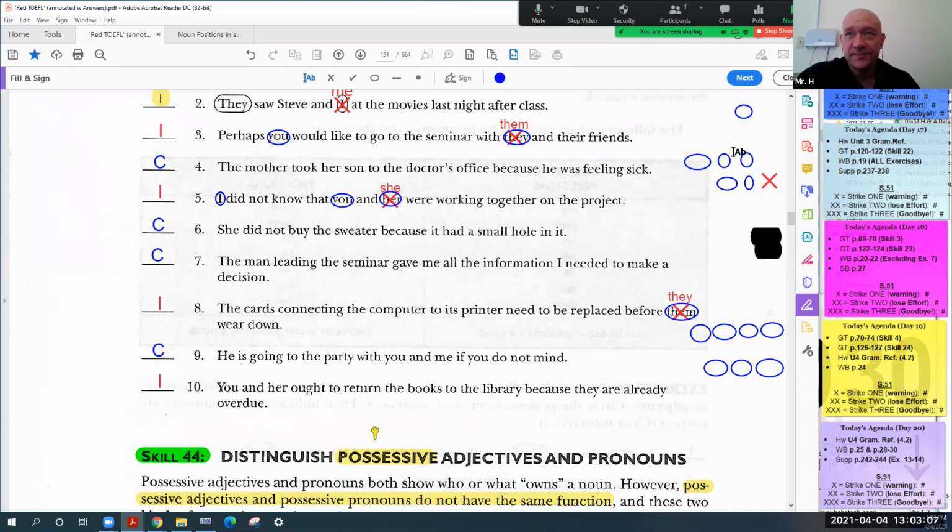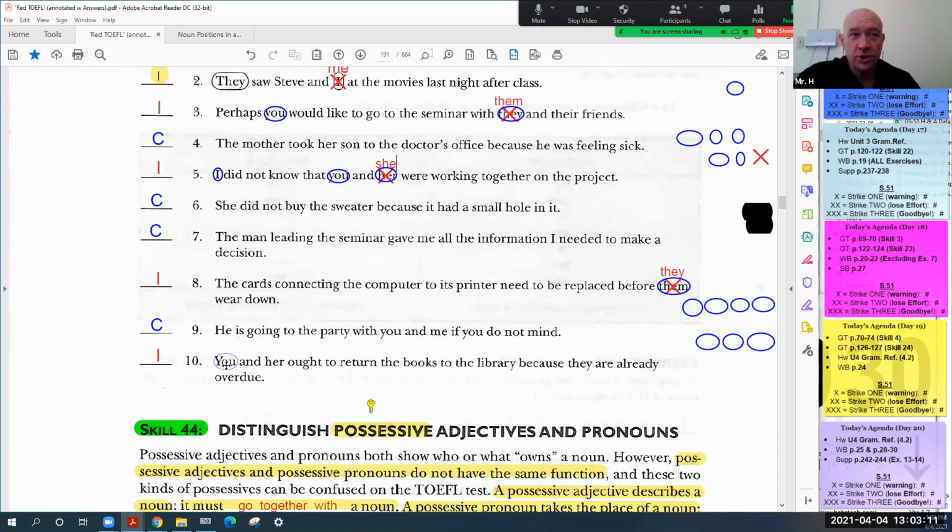Misha, you or her. The circles. So you, her, and then? Her, they. Her. Okay. And then? They. Oh, you guys, what do you see here?